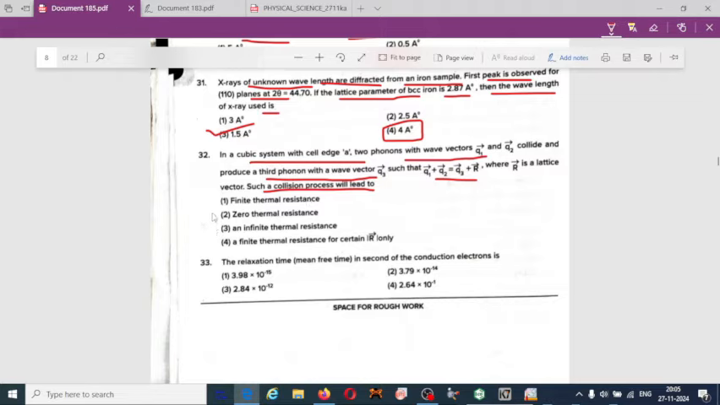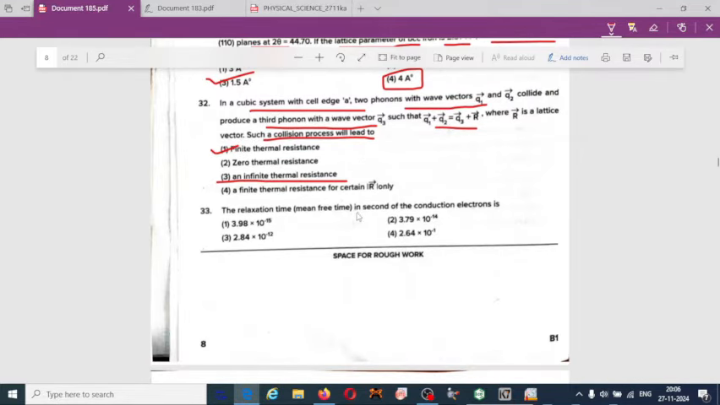Actually, finite thermal resistance is the correct option, but they have given option 3, an infinite thermal resistance, for 32. So the first one may be the correct one.